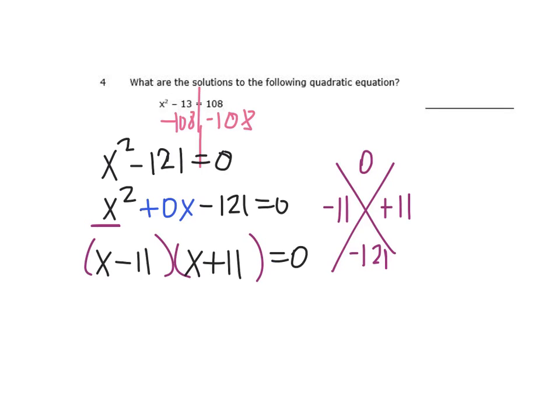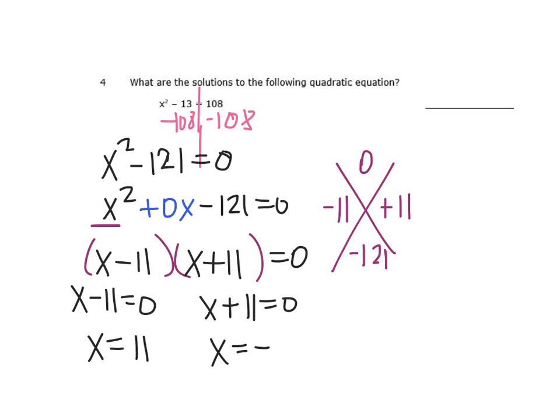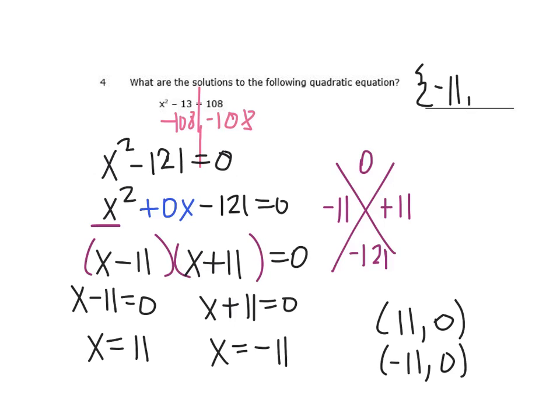Because it's equal to 0, we got to take it one more step and say x minus 11 equals 0 and x plus 11 equals 0, which means we have an x value of 11 and an x value of negative 11. So you could write this as 2 points, 11, 0, and negative 11, 0 in parentheses, or you could use the braces to indicate a set of negative 11 and positive 11.